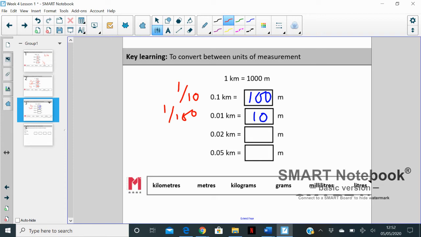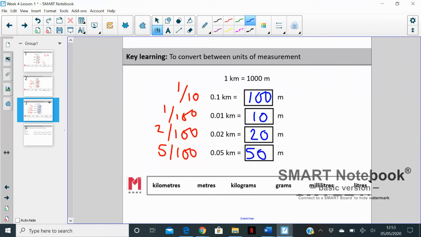So 0.02 kilometers is asking us to find 200ths. So if we know that 100th is 10, 200ths is going to be 2 of those. So that's going to give me 20 meters. 0.05 is asking us to find 500ths. What do you think 500ths is going to be? 100th is 10, 200ths is 20, 500ths is going to be 50.